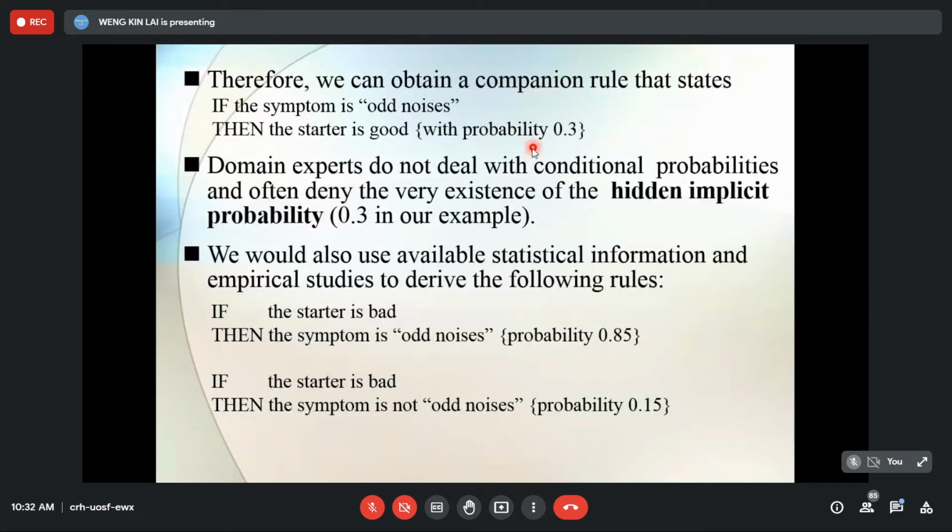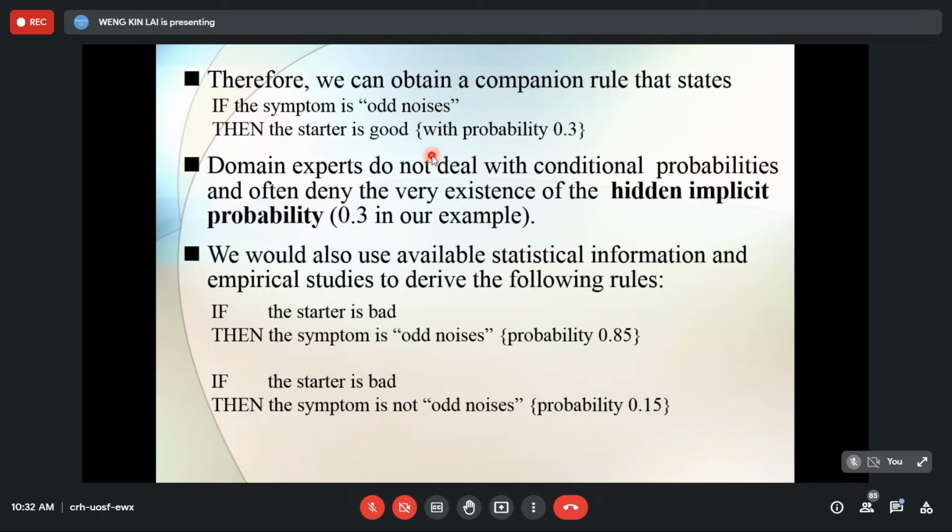Now, your domain experts, the experts you talk to, in this case will be your mechanic. Such domain experts do not deal with conditional probabilities. You can ask a mechanic, what's the chance that the starter is good, given that when you start your car it still gives you funny sounds? Those kinds of things are conditions, where the condition is the car making strange noises. Such experts cannot deal with that.